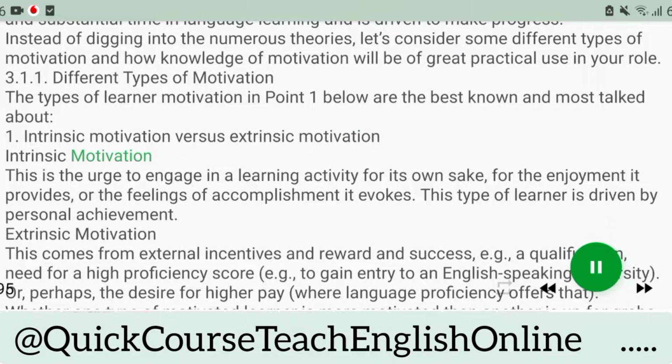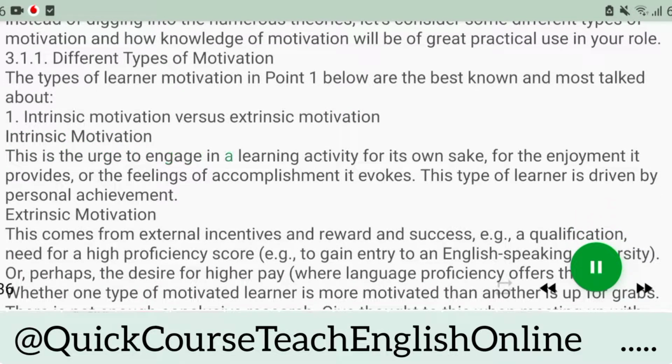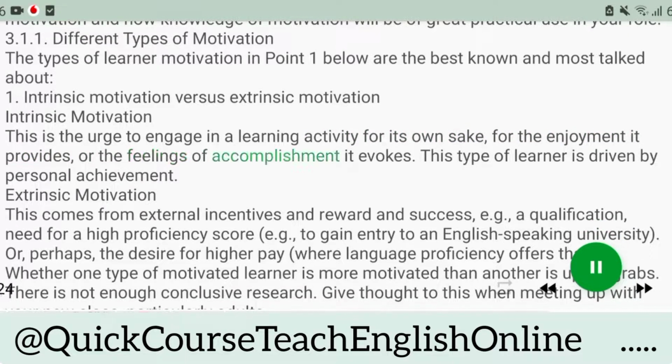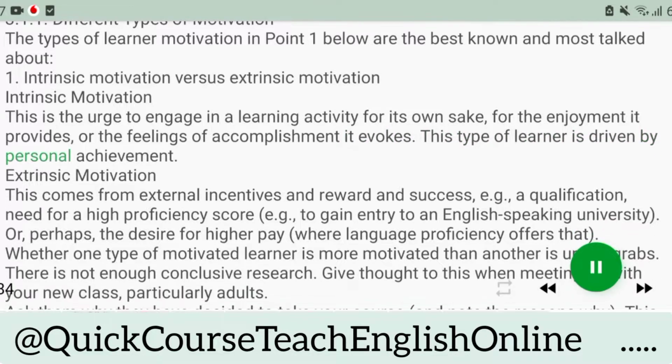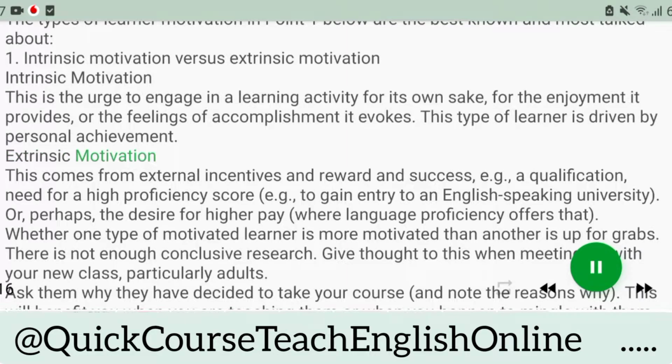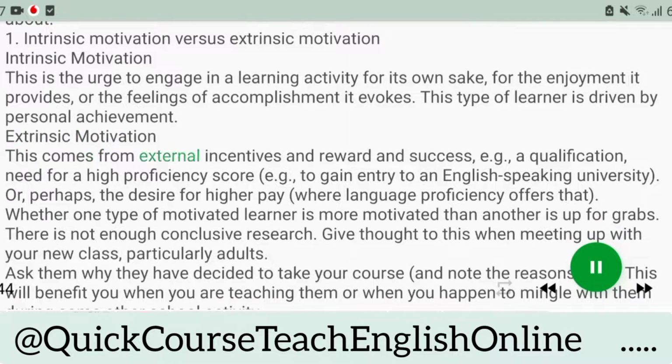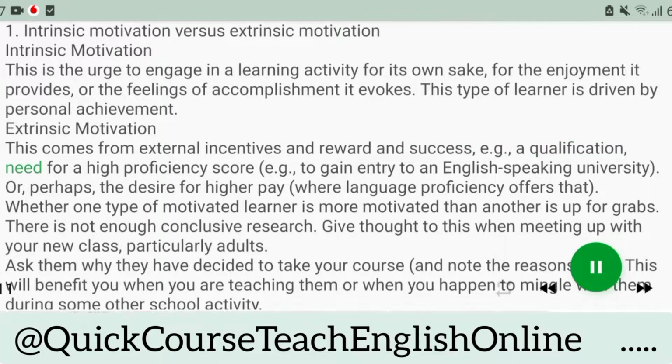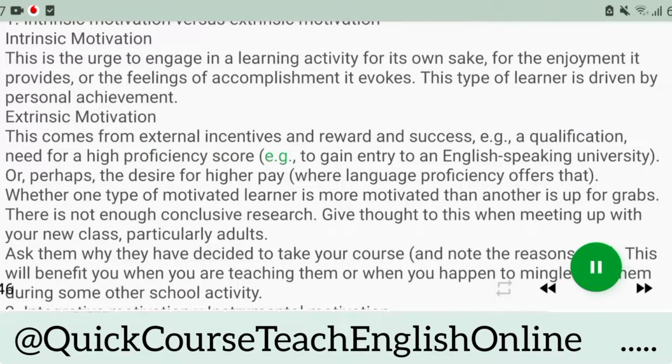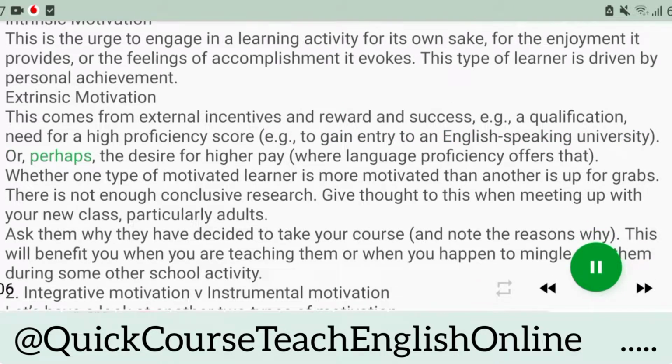Intrinsic motivation. This is the urge to engage in a learning activity for its own sake, for the enjoyment it provides, or the feelings of accomplishment it evokes. This type of learner is driven by personal achievement. Extrinsic motivation. This comes from external incentives and reward and success, e.g., a qualification, need for a high proficiency score, e.g., to gain entry to an English-speaking university. Or, perhaps, the desire for higher pay, where language proficiency offers that.